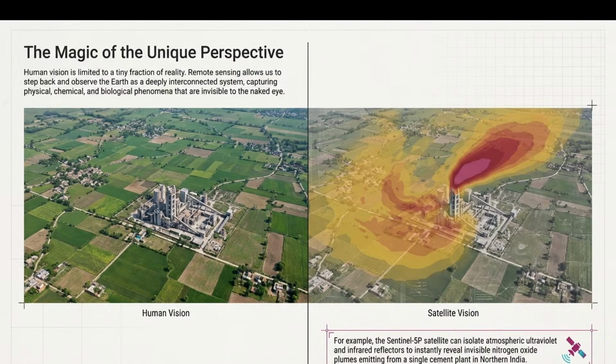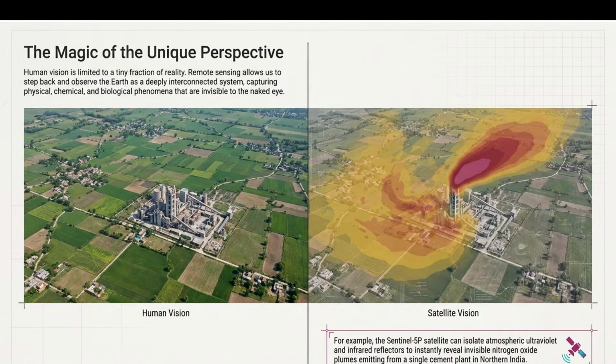So if you check, this is one kind of imagery: human vision and also satellite vision. Human vision is limited. We can see only a limited area with human vision. But remote sensing allows us to step back and observe the Earth as a deeply interconnected system, capturing physical, chemical, and biological phenomena that are invisible to the naked eye.